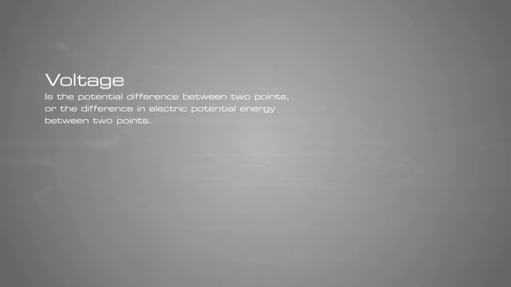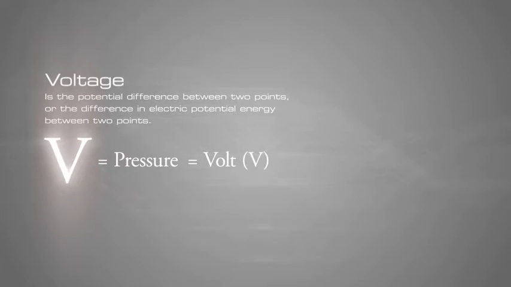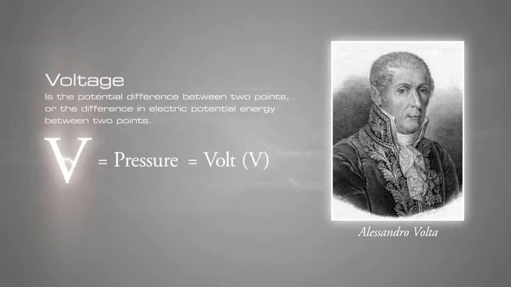Voltage is the potential difference between 2 points, or the difference in electric potential energy between 2 points. Voltage is the pressure that pushes the electrons and causes them to flow. The conventional symbol for voltage is V. The volt is the SI unit for electric potential difference and electromotive force. It's named in honor of the Italian physicist Alessandro Volta, who invented the voltaic pile, possibly the first chemical battery.